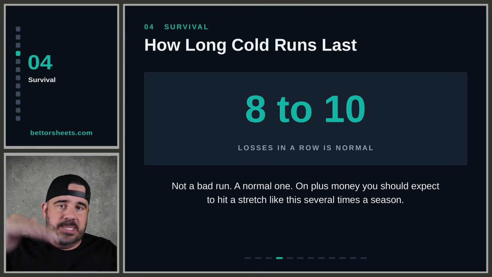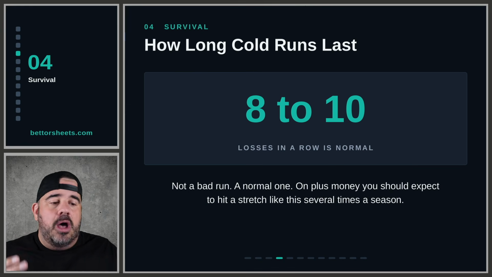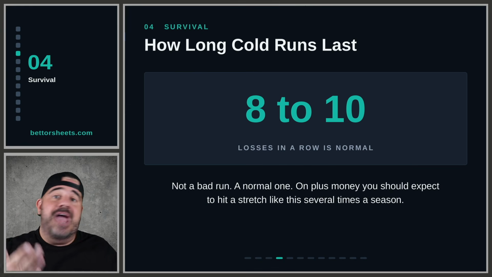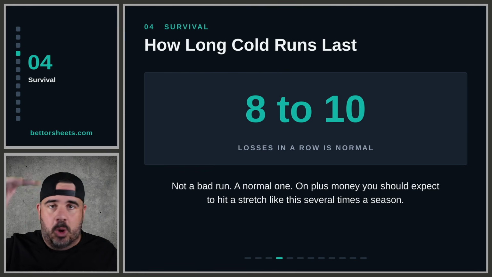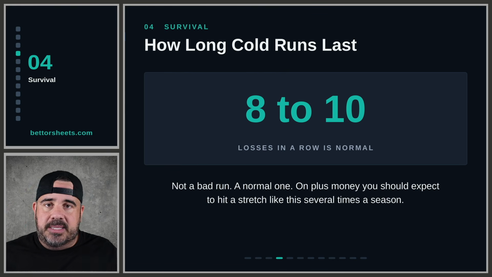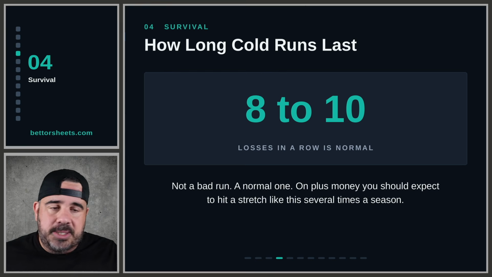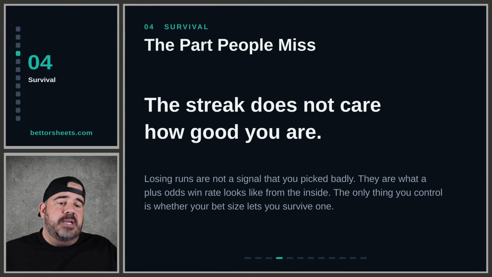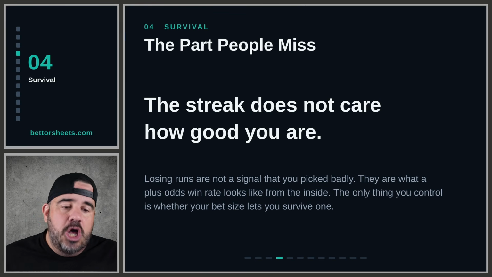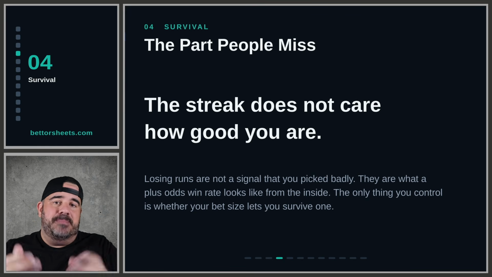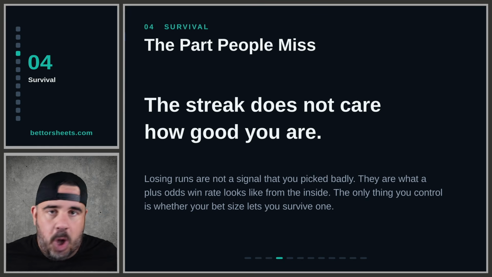Because you're going to have this. Wins and losses, ebbs and flows is how it goes. And I do plus money plays, which means I have even more variability to go higher and lower. So you should expect this. Now, a bad run could be even worse than this. This is a normal run. See how that works? The street doesn't care how good you are. Losing runs are not a signal that you pick badly. We can pick up plays all we want.